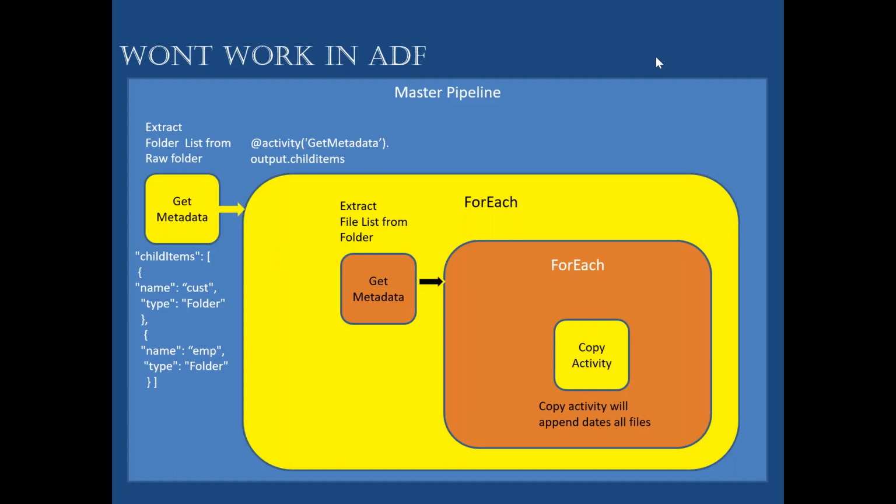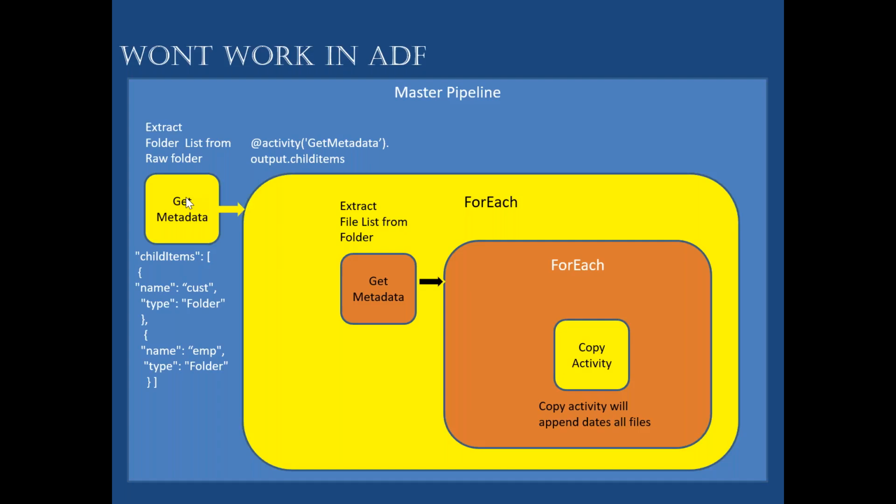Okay, I'm repeating. See, a simple example I'll tell you. What Get Metadata does is it gives you the child items. Child items means suppose in a folder you may have a subfolder, you may have files. You want to take everything that is there in the root folder. The root folder here, I am talking about the raw folder. Under the raw folder, I created three subfolders called cust, emp and transaction. The first Get Metadata is going to give me the subfolders that are there under the raw folder.